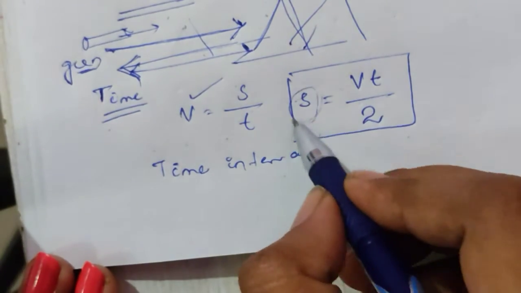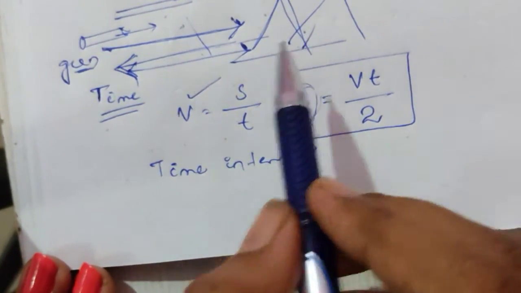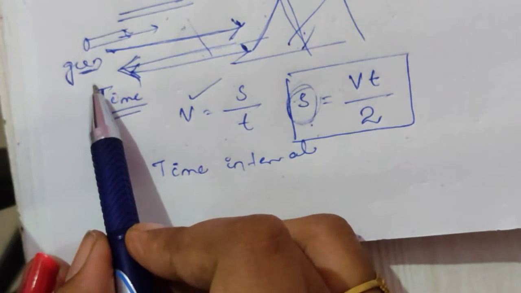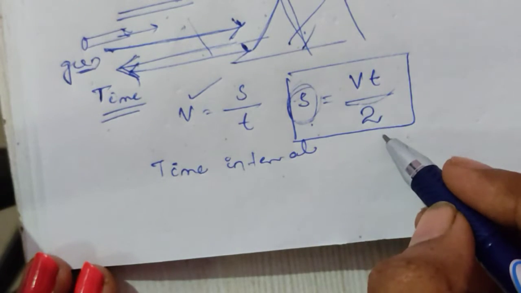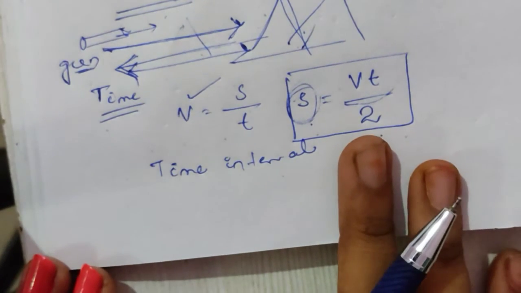So the distance is twice covered. So to know the distance between the hill and the place where the gun was shot, we need to divide the distance by 2. Okay, clear? Now this is the echo method.